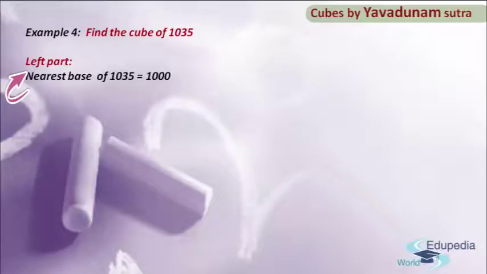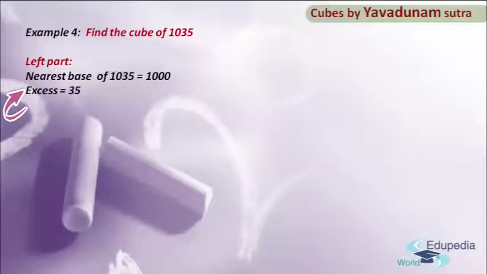After finding the nearest base, moving to step number 2, we have to find the excess. This excess is found by comparing the given number with the base. Here the given number is 1035, the base is 1000, and if you compare these two numbers, we get an excess of 35, and this is taken as our excess.